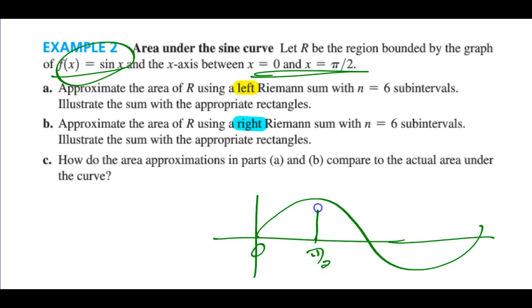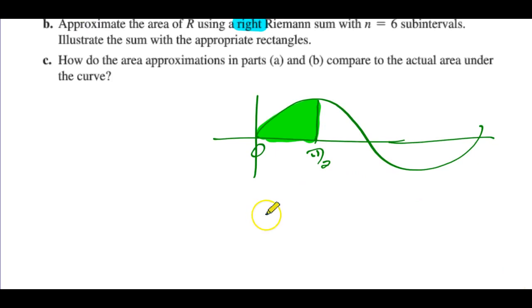So I'm only interested in this little portion of the area underneath the curve here in green. And the first one says divide this up into 6 subintervals. Well, if I have 6 subintervals, that's pretty tiny. So let me bring this to life for you.